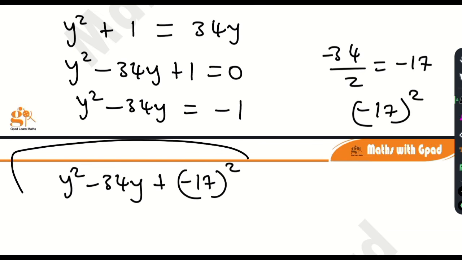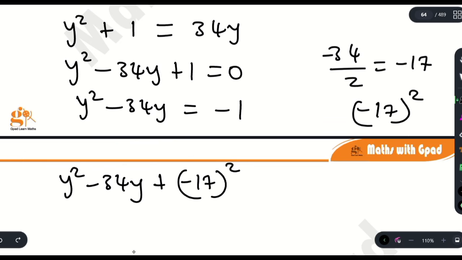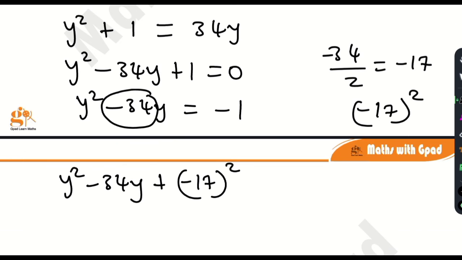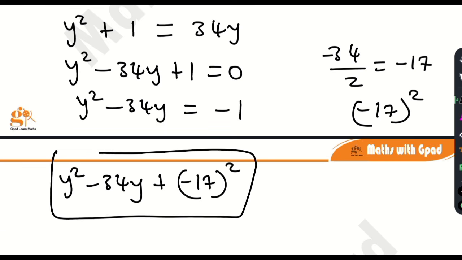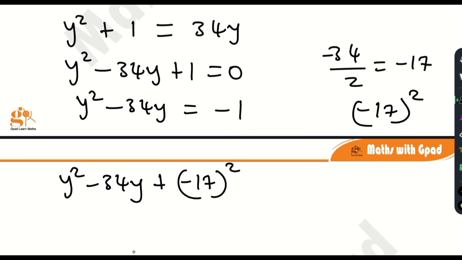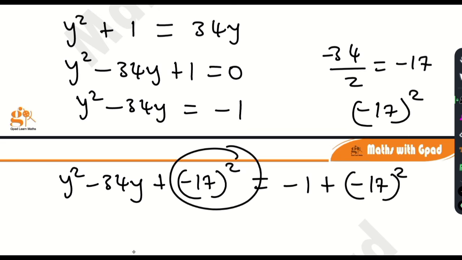So this now is a perfect square. This is what I did. I took this coefficient, which is negative 34, I divided by 2, and that gave me what? Negative 17. Then I squared it. It has now made it a perfect square. I just completed it to make it a perfect square. Now remember, whatever we add here, we must add it to the right-hand side. So I'm going to have negative 1 plus negative 17 all squared, because I did it here as well.